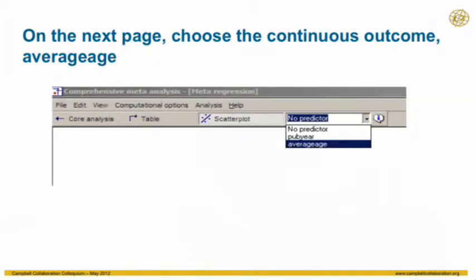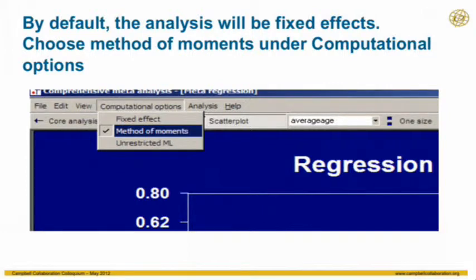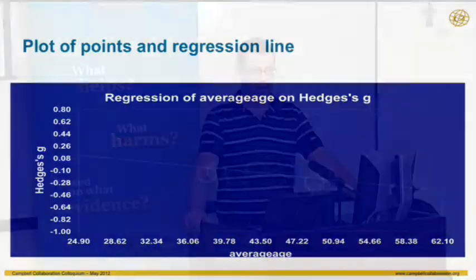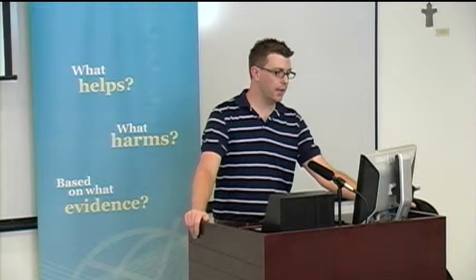And one piece of output that we get from CMA is a scatter plot, where we have our average age for each of our studies along the x-axis and our effect sizes along the y-axis. And so we see a slight negative relationship here, right? So as the average age of the study increases, it appears that women tend to be a little bit higher on transformational leadership than men, at least a little bit here. So we'll try to figure out if there is actually a statistically significant relationship here.